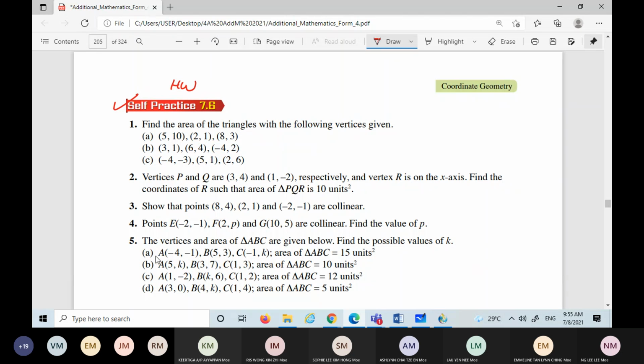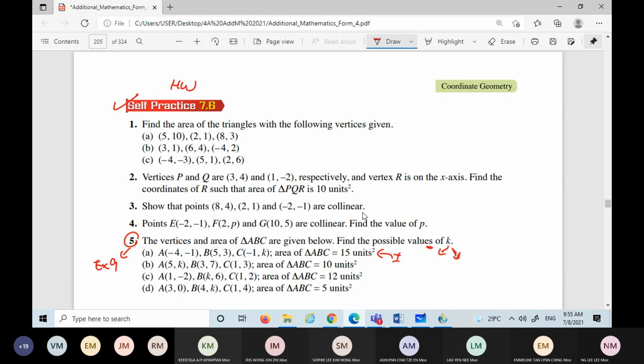Okay, this is the one. This question 5 is the same as example 9. The possible values means the k has two values. So remember this one: you have to put plus minus for your area, so that your k will come out with two values.